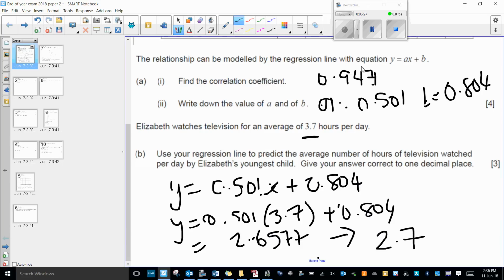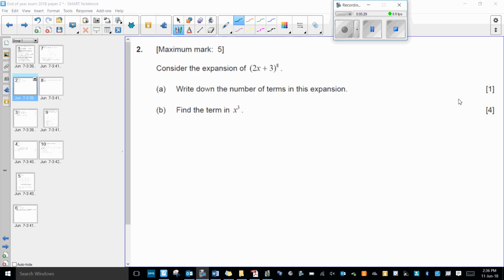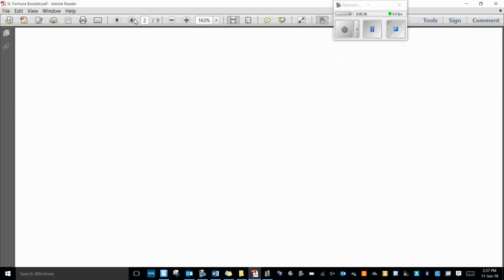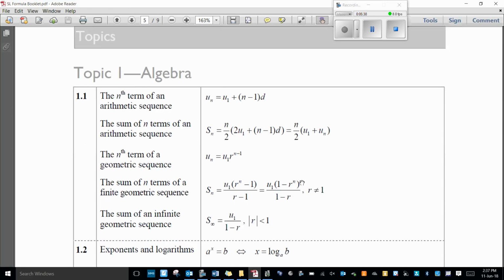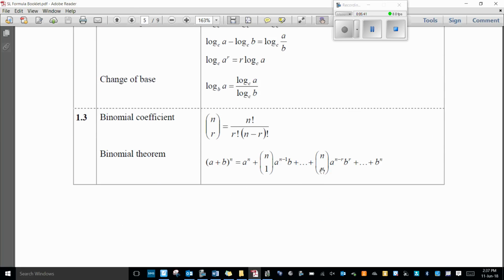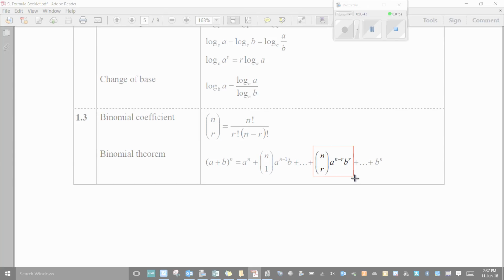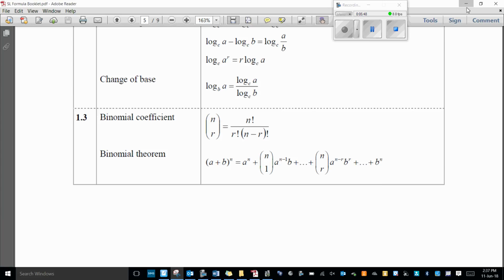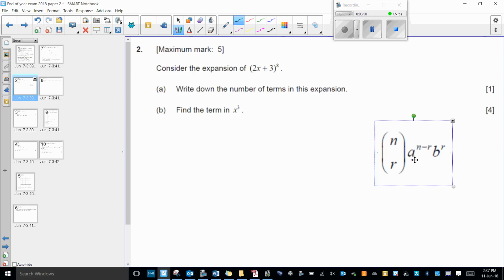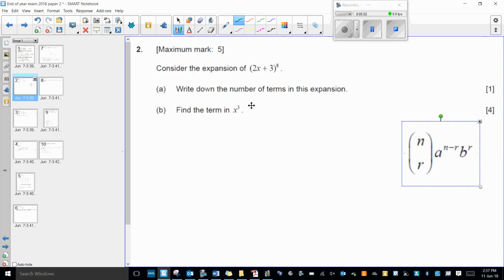Okay, question 2. Consider the binomial expansion. So let's get the page from the formula booklet. So remember, it's this general one here we're interested in. Oh, sorry, first of all, it says write down the number of terms. So it's always going to be one more than the power. So in this case, it's going to be 9. Find the term in x cubed. So we're going to use this general formula here.